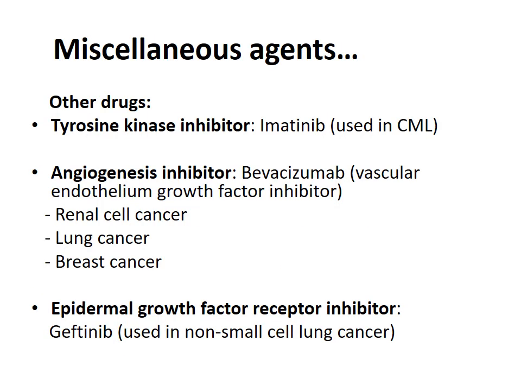The other miscellaneous agents include the tyrosine kinase inhibitor imatinib, which is used in CML, and the angiogenesis inhibitor bevacizumab, which is a vascular endothelial growth factor inhibitor. It is used in renal cell cancer, lung cancer and breast cancer. The other drug is an epidermal growth factor receptor inhibitor, gefitinib. It is used in non-small cell lung cancer.